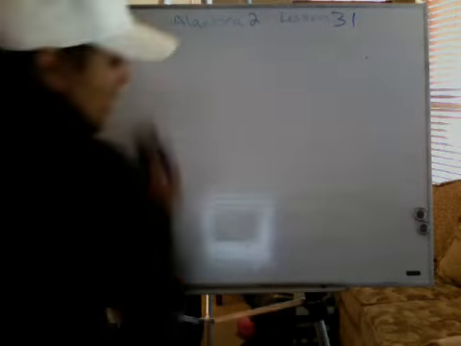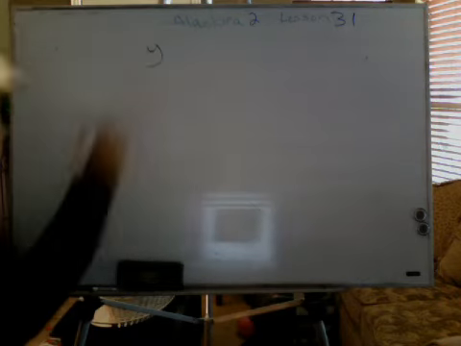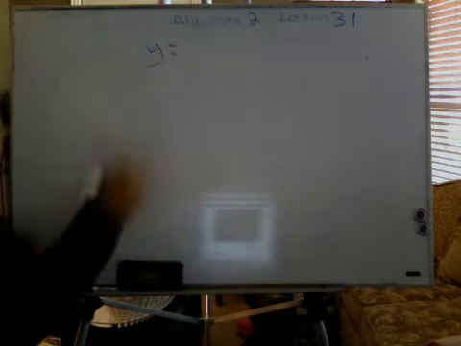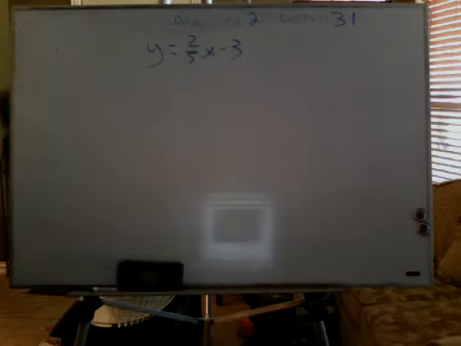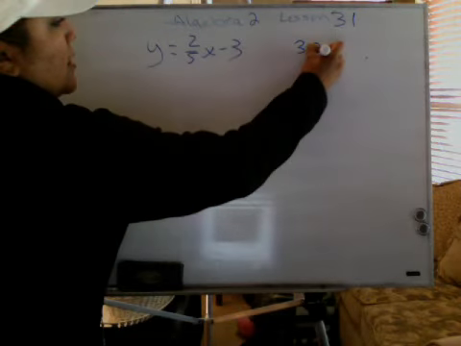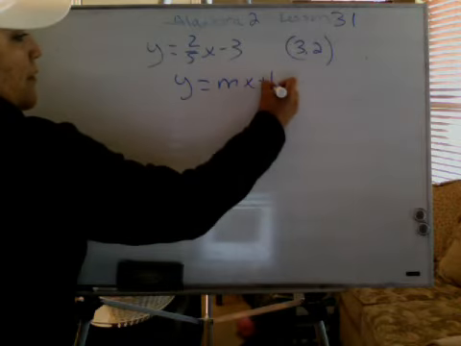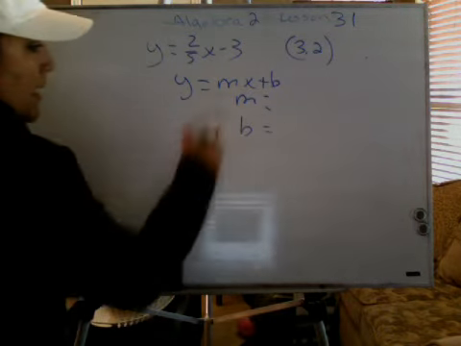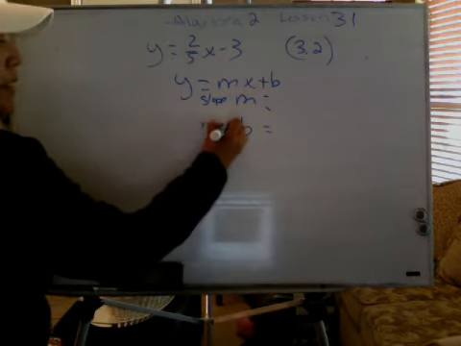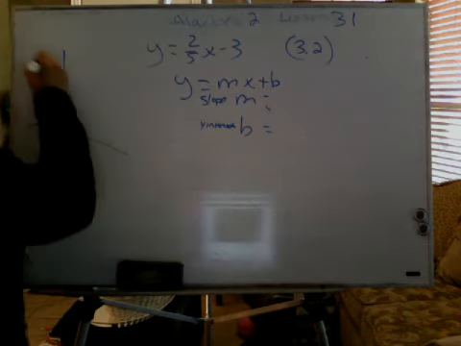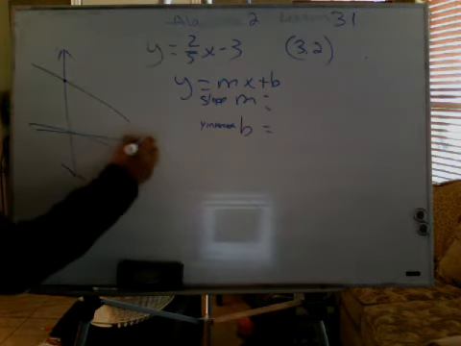So we say write an equation. Example 31.1 says write the equation that is perpendicular to y equals 2/5 x minus 3 and passes through the point (3, 2). To write an equation, you need to have this format. So you need an M and you need a B. M stands for slope, in case you forgot, and B is the y-intercept. And the y-intercept is where the equation crosses the y-axis. This is the y-axis and this is the x-axis.